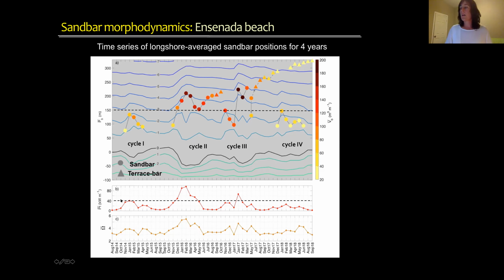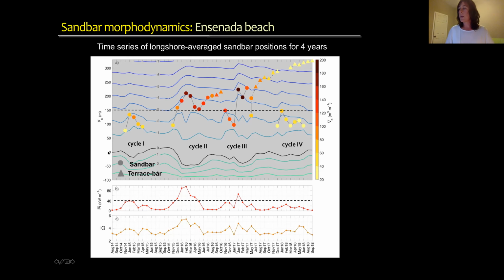That's indicating that when it gets over 40, the value of 40, is when we have highly energetic conditions. That's the El Niño here, and then the highly energetic storm that reset the beach. So in the upper panel, what you see is the shoreline. That's a zero contour line.